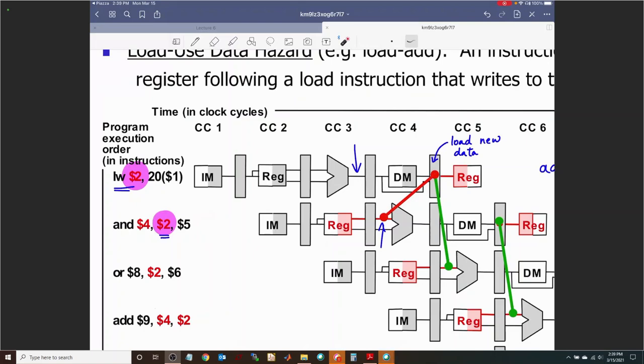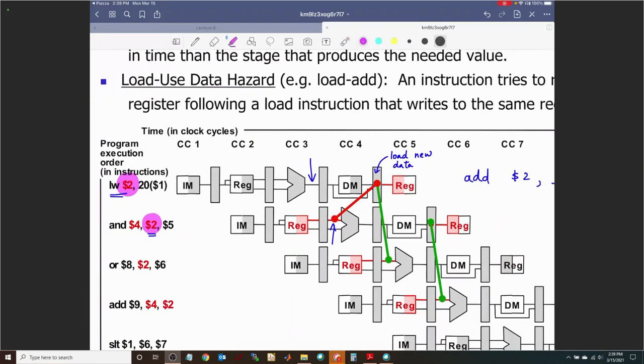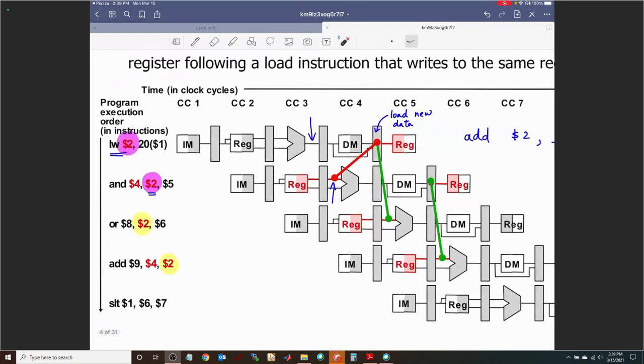However, if you notice, we are also using $2 here as an operand, but that's not a problem. We could do that, right? Things are ready over here. We could forward and we could forward. So forwarding will take care of those two scenarios, and we should be fine with the forwarding unit. The only problem comes because of this one, right? So we cannot fix this with the forwarding unit.